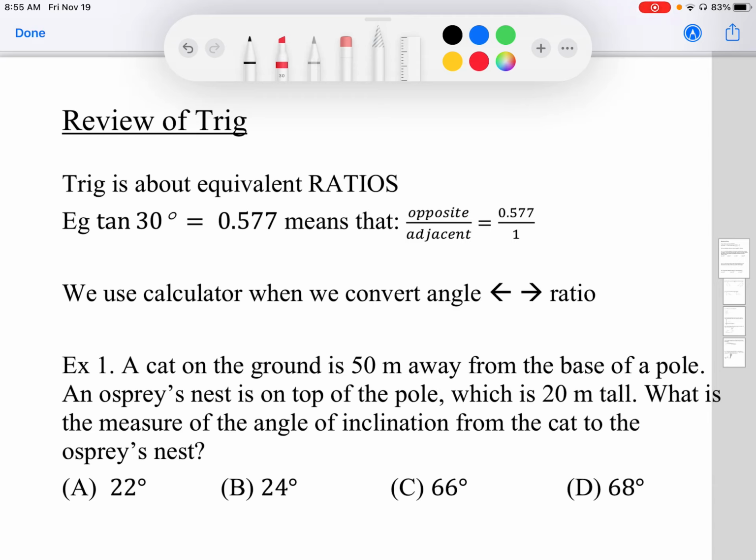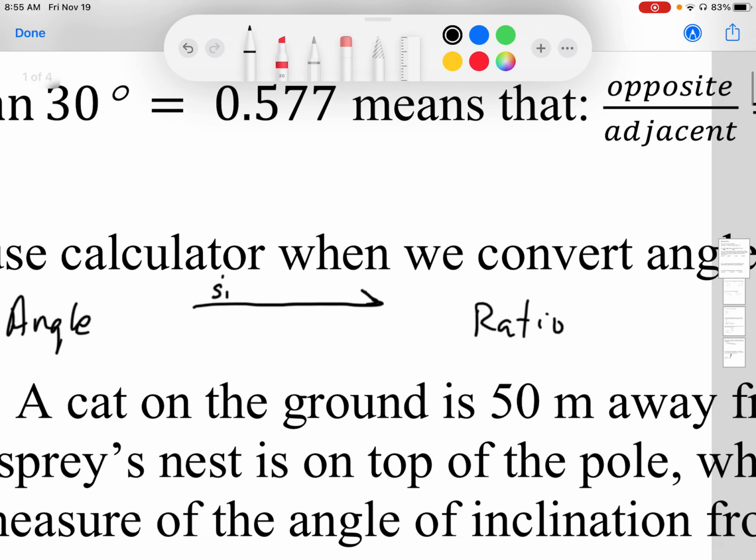So the way it works is that if we have an angle and we want to convert it to our ratio, we use our calculator and we use our sine, cos, tan button. But if I want to go in the opposite direction, I need to use an inverse. So if I want to convert my ratio, I need to use arc sine, or inverse sine, arc cos, or arc tan.